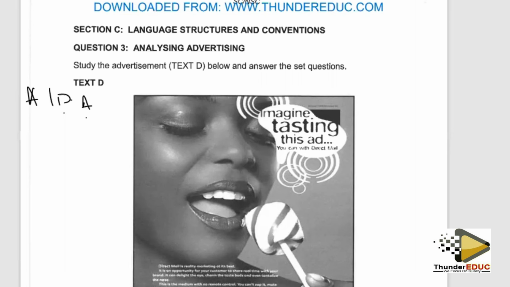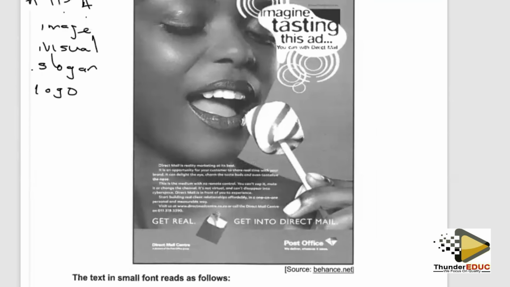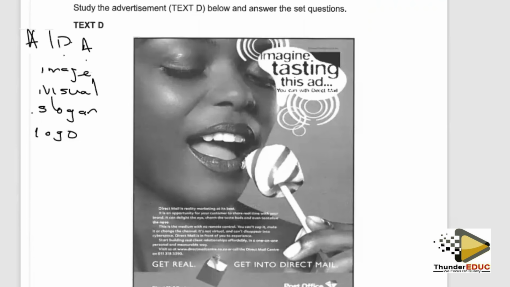Also, when it comes to advertisements, let's call our characteristics of advertisements by name: image, or visual, usually. We also have our slogan. We also have our logo. So we must be clear and be able to identify what we have. So let's please make sure that we know our characteristics as much as possible.